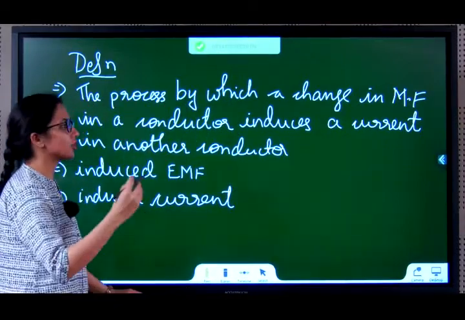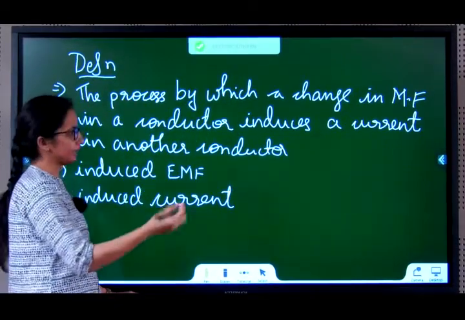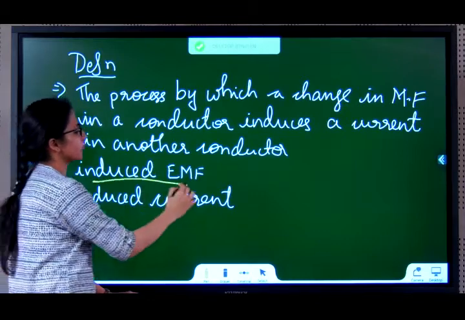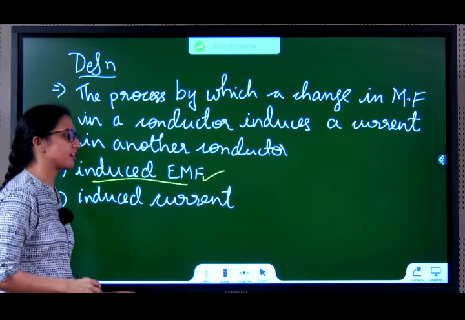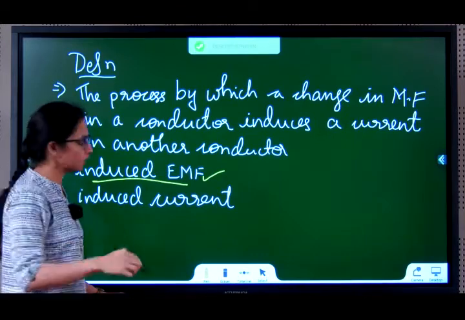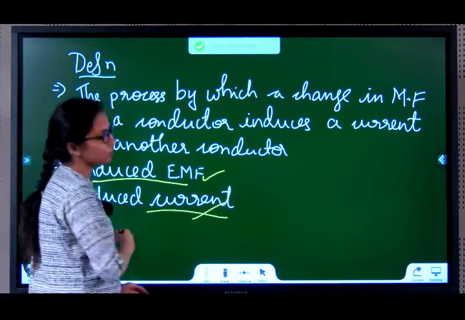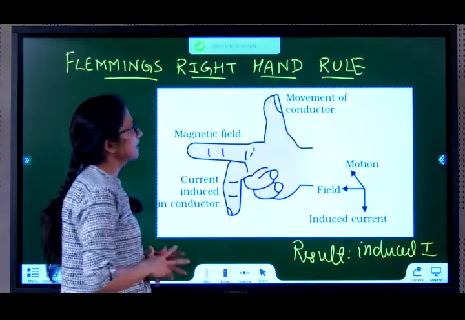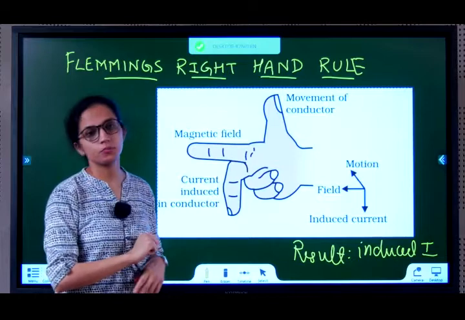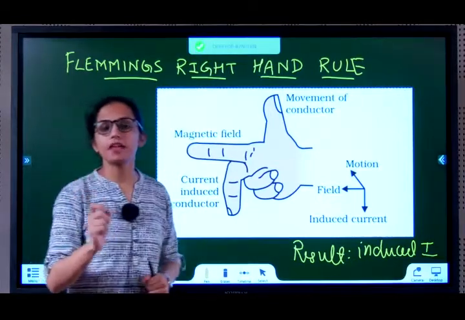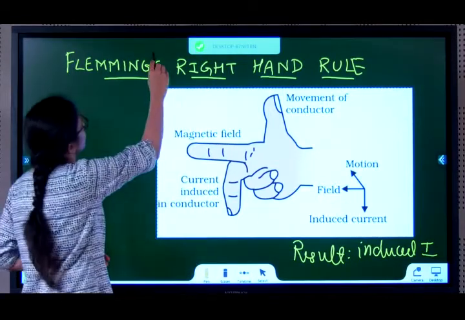The potential generated during electromagnetic induction is called induced EMF. The current generated during electromagnetic induction is called induced current. Is there a way to get to know the direction of the induced current? Yes, which brings us to the next rule, Fleming's right hand rule.